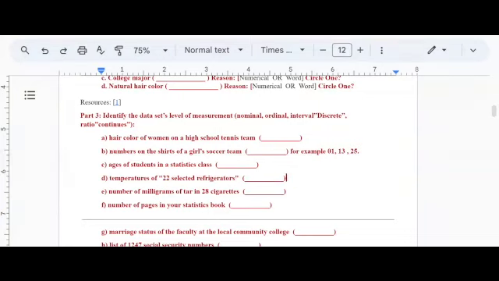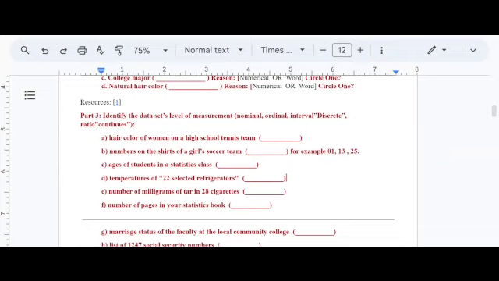Temperature of 22 selected refrigerators is quantitative and it is ratio. The temperature doesn't have to be like 21, it could be 21.5, 9, 8, so we cannot really get the precise measurement for this. Yes, Doctor, I have a question.